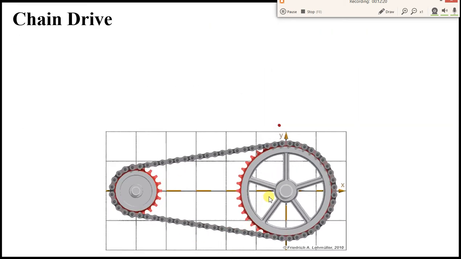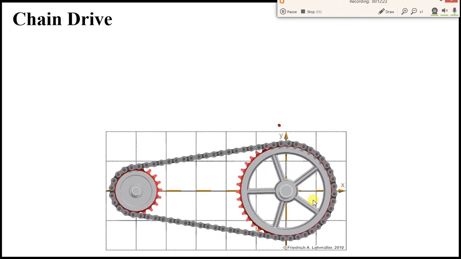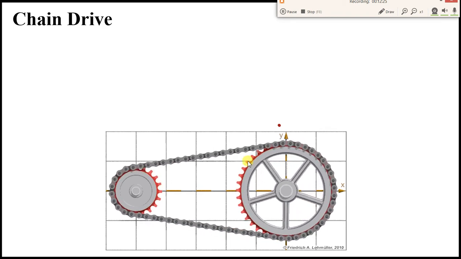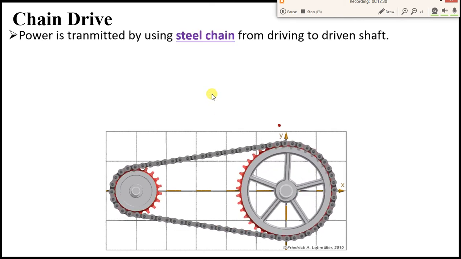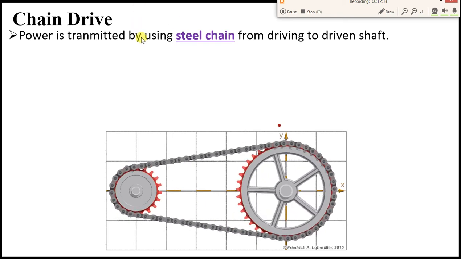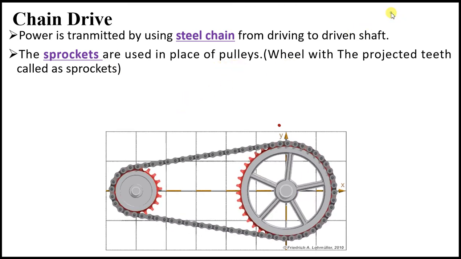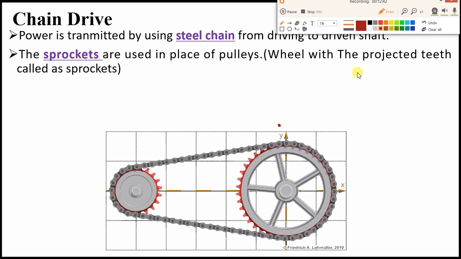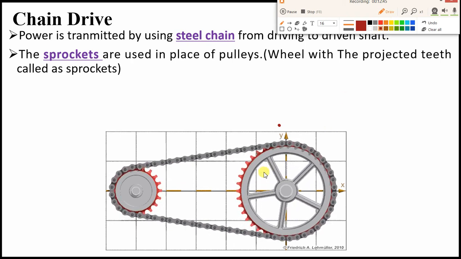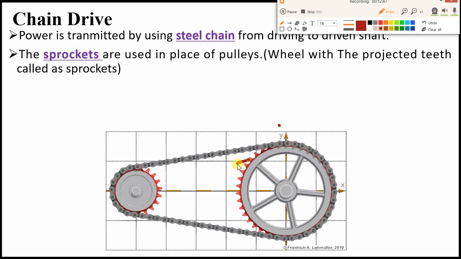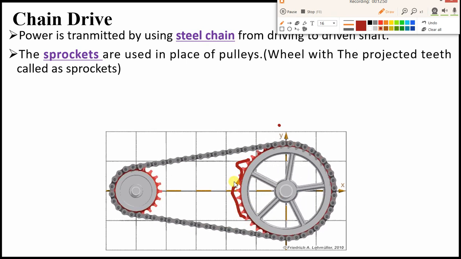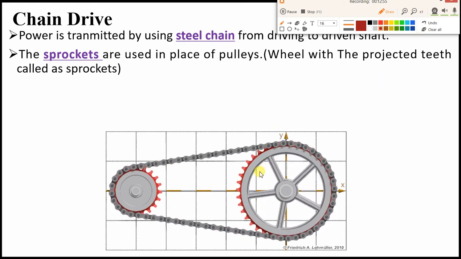But in case of a chain drive, this is a pulley-like device, but it has a projection of teeth. You can see here it has the projection of teeth. So this rotating device is called a sprocket. So sprockets are used in place of pulleys in case of the chain drive, because it has a projection of teeth, whereas the pulley does not have any projection, it has a flat surface, or it may have a groove. So it is called a sprocket. Remember, it is called a sprocket.